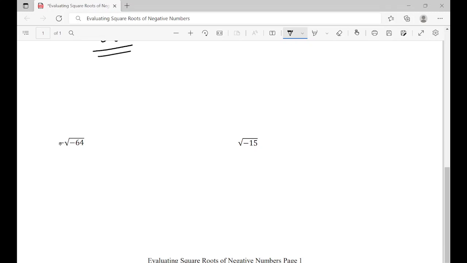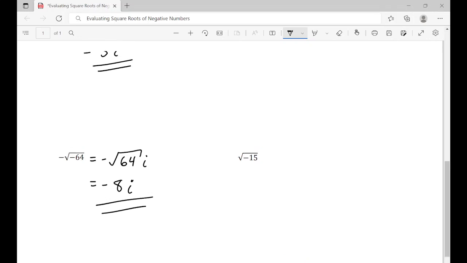Here we have negative square root of negative 64. Bunch of negatives. So again, make my life easier. Take the negative inside the root, just kick it out, and call it i. And now I'm just going to simplify square root of 64, which is just going to be negative 8i. And that's all you do for that.